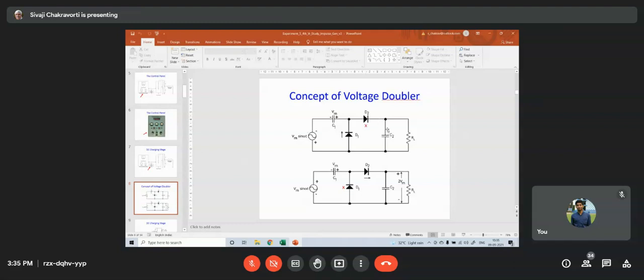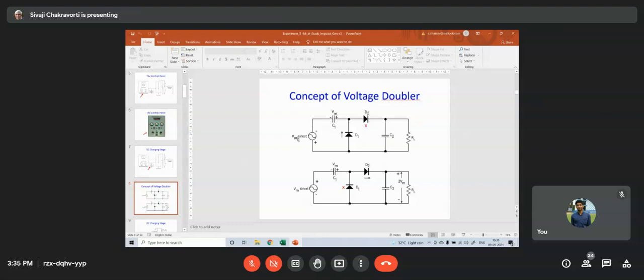This capacitor C2 is typically the stage capacitor of the impulse generator. Since this is a multi-stage generator, there will be multiple capacitances. C1 is different, that is separate. Then what is the input AC voltage?